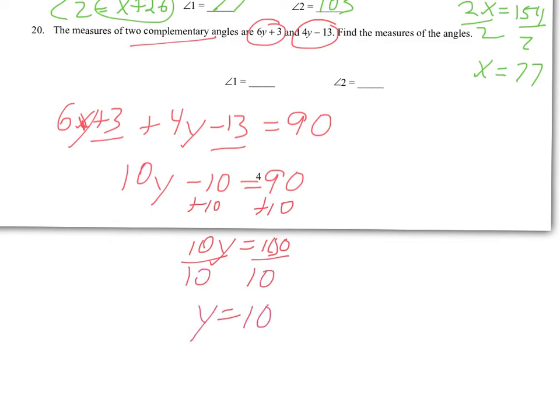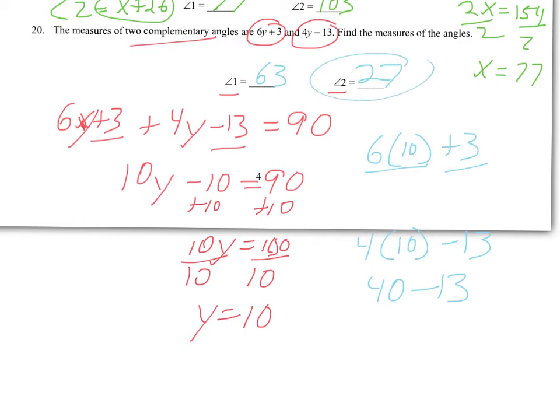So what does that y mean? Is that my answer? No, they want angle 1 and they want angle 2, so let's plug that in. Angle 1 is 6y, which we found to be 10, plus 3. It's going to be 60 plus 3 is 63. And angle 2 is 4y, which is 4 times 10, minus 13. 40 minus 13 equals 27. And when you add these two up, they do equal 90 degrees.